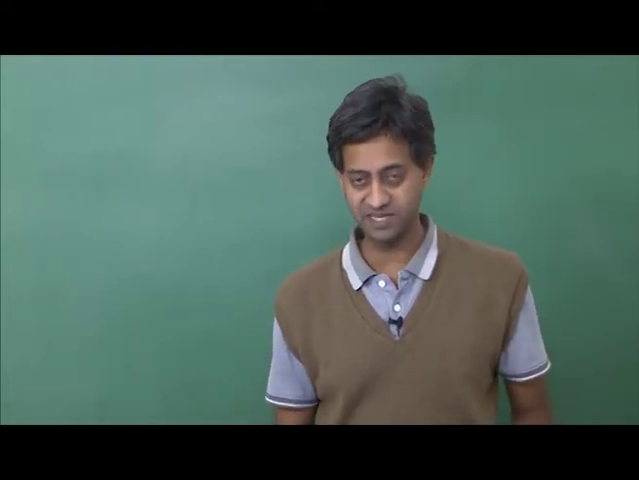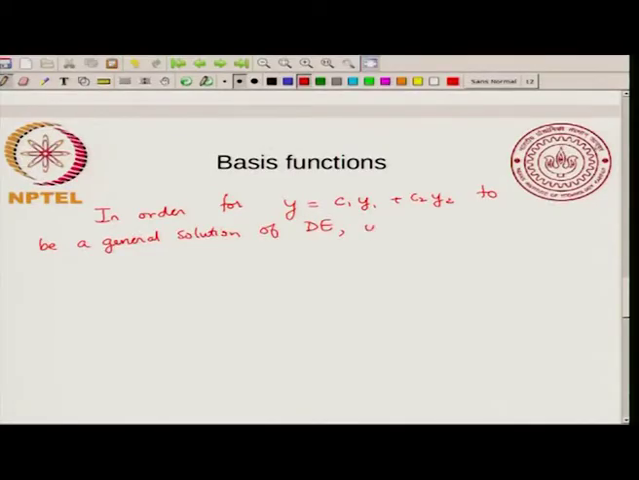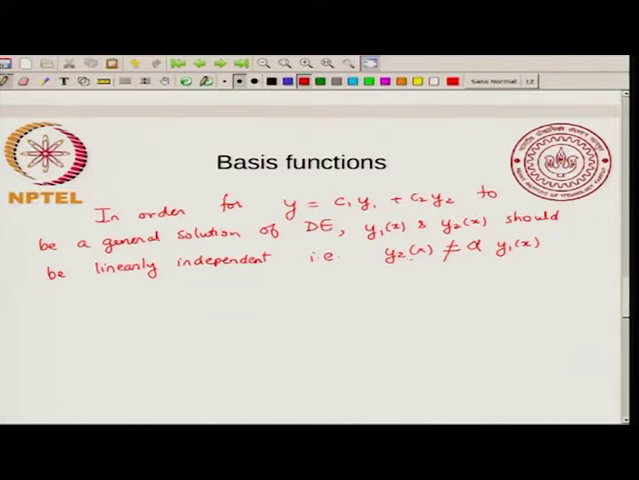So in order for this to be a general solution of the differential equation, y1 of x and y2 of x should be linearly independent. Or in other words, y2 of x is not equal to some constant alpha times y1 of x. So y2 should not be proportional. These two are functions, and two functions are linearly independent if you cannot write one as a multiple of the other.